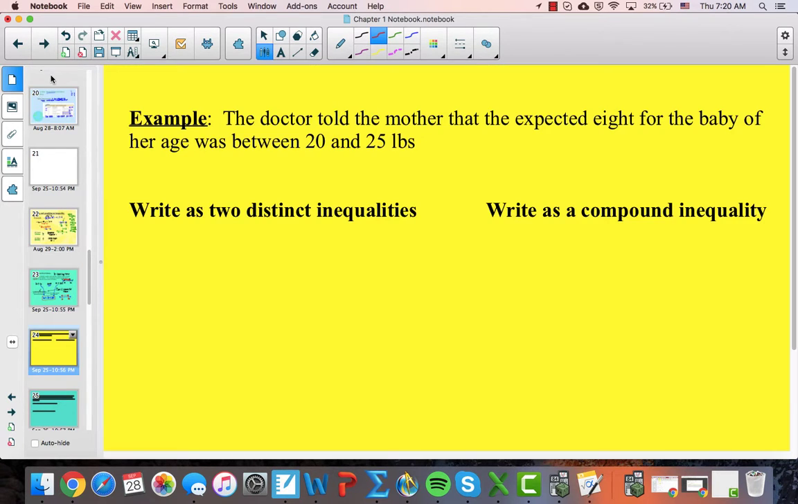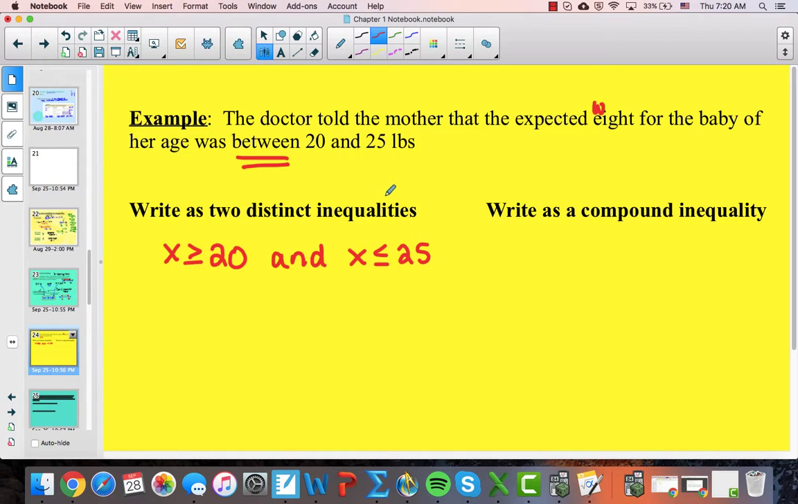All right, let's try one. The doctor told the mother that the expected weight for the baby of her age was between 20 and 25 pounds. So that word between tells me that I can write it as a compound, and we call that an and inequality. First, let's write it as 2 distinct inequalities. I could say that x is greater than or equal to 20 and x is less than or equal to 25.